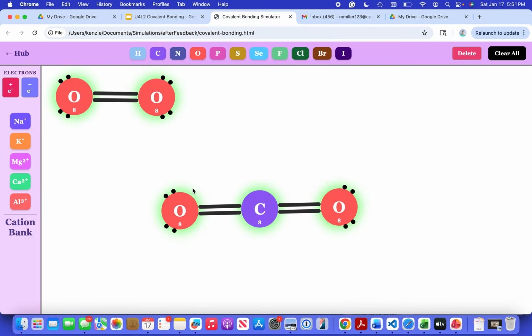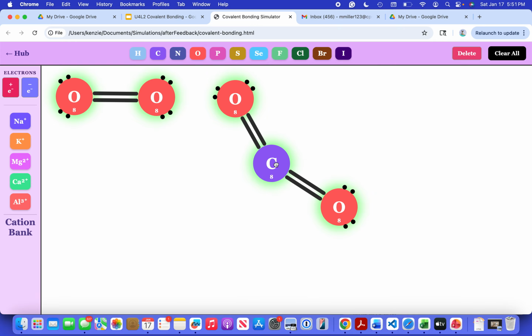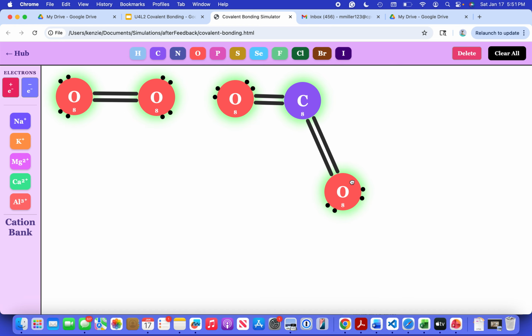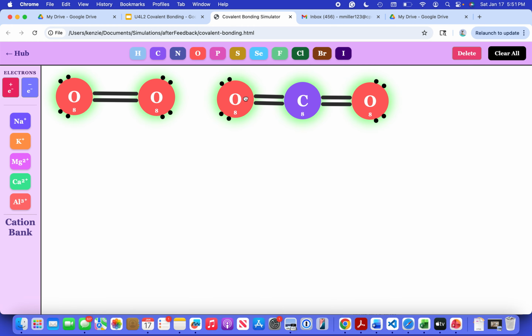One more bond. And now if we do our math, this oxygen is going to be just the same as this one, and this carbon has 1, 2, 3, 4, 5, 6, 7, 8. All right, that is carbon dioxide. I'm going to scoot this out of the way. Maybe I need to make that easier to move.